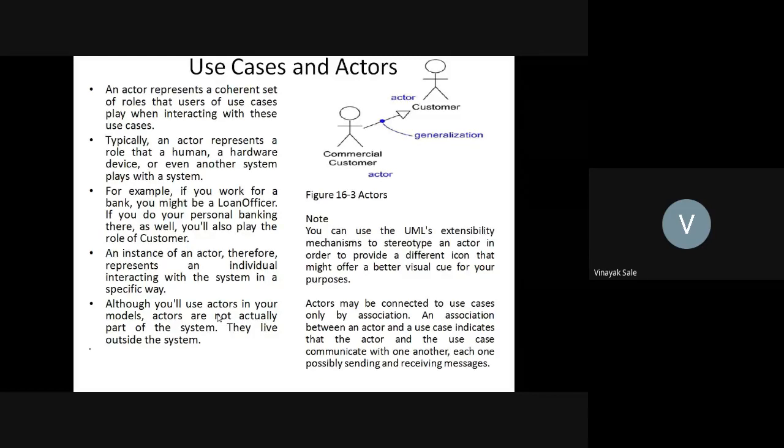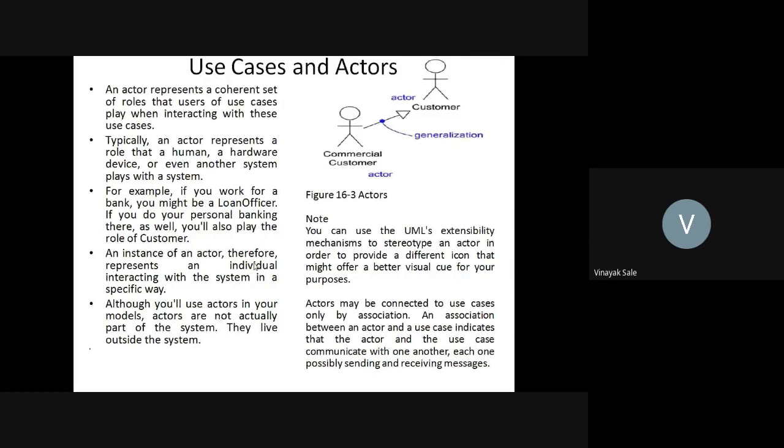So although you will use actors in your models, actors are not actually part of the system. They live outside the system.